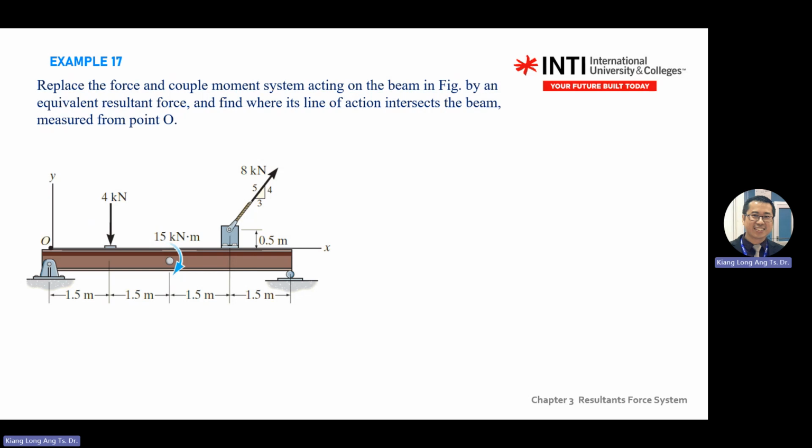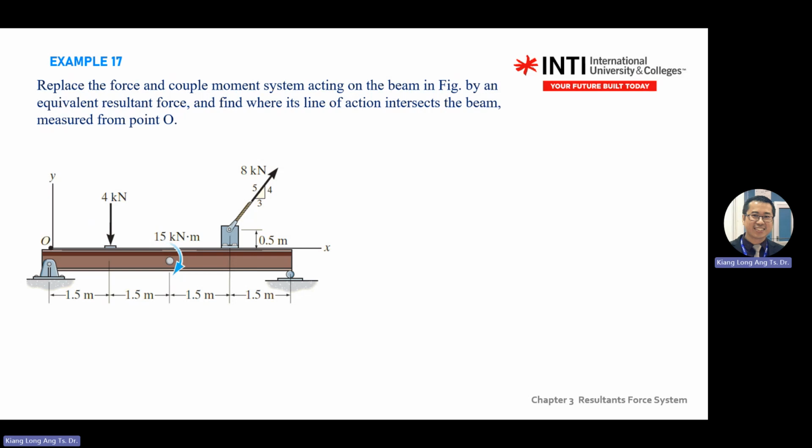Carry the moment of this blue color arrow, and each one of these forces will generate a moment. 4 kilonewton will create one moment. 8 kilonewton will create two moments, one in X direction, one in Y direction. So you will see your answer has 4 moments. 4 kilonewton creates one, 15 kilonewton meter, and 8 kilonewton in Y direction creates one moment. 8 kilonewton in X direction creates one moment. We have 4 moments. Then transfer the answer to O.